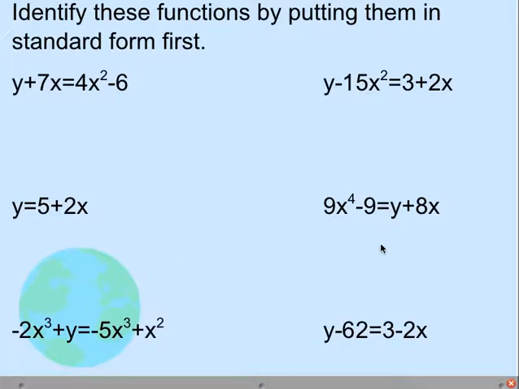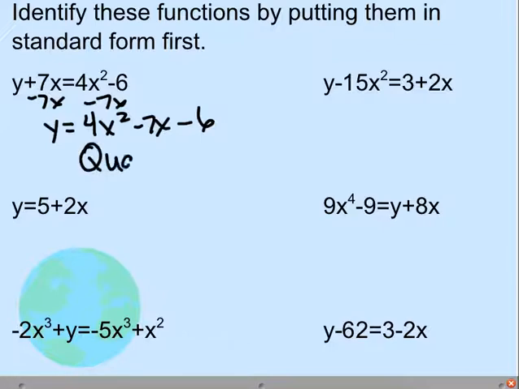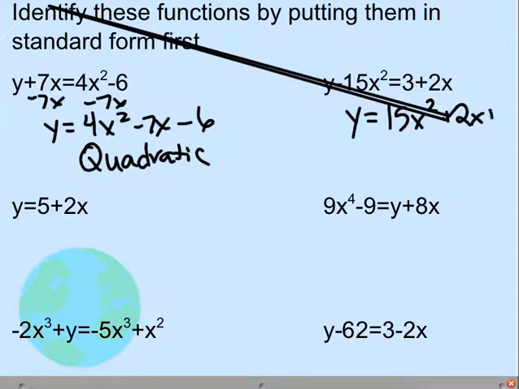We first, though, need to put these in standard form, which means I'm going to get y by itself and put them in order from least to greatest degree. So I subtract 7x in the first one, and I get y is equal to, all right, highest degree is 4x squared, and then comes negative 7x minus 6, which means this has a degree of 2, which means it's quadratic. Okay, second one on the right, we add 15x to each side to get y equals 15x squared plus 2x plus 3, meaning that degree of 2 makes this quadratic.